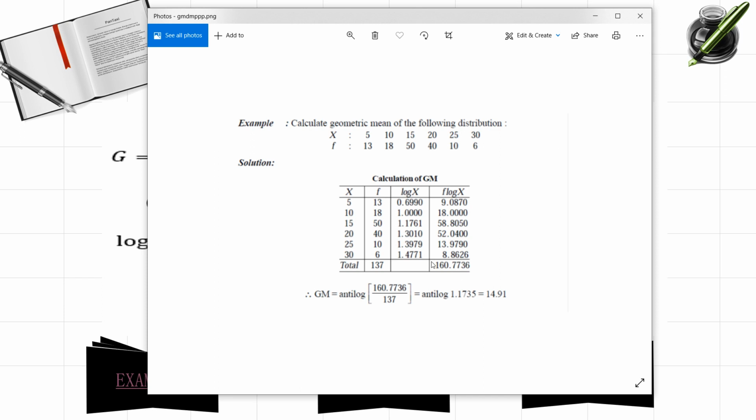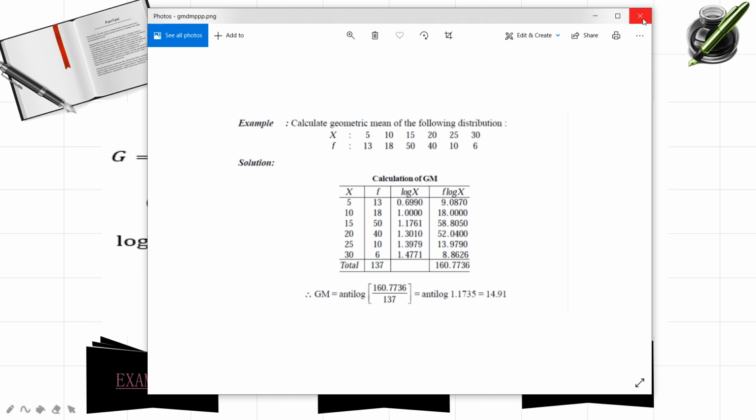And here is the formula for finding out the geometric mean, which is anti-log of summation f log x by summation f. Summation f log x total we got here as 160.7736 and the total of frequencies is 137. Just substitute here, and as I said before, apply the logarithm function and anti-logarithm function for finding out these values. Here we got the answer as 14.91. You can try this and you can compare your answers here.